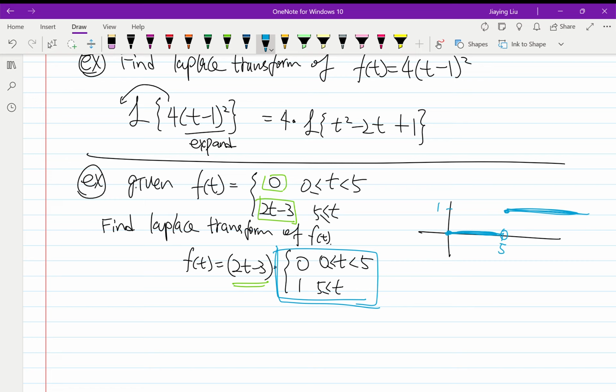So what happened with the step function is that it goes from 0 and it jumps to 1 at 5. And if you remembered from the lecture notes, if you have a jump at t equals this value 5, the Heaviside function is u(t minus 5). And that's what we're going to use instead of this piecewise function. So f(t) is equal to (2t minus 3) times this Heaviside function u(t minus 5). Which allows us to find the Laplace transform using the t translation.